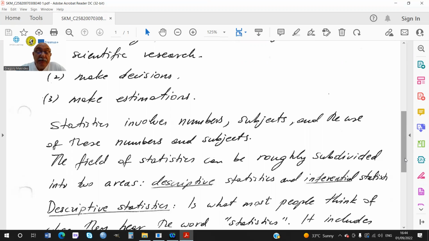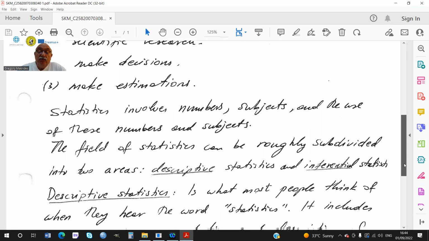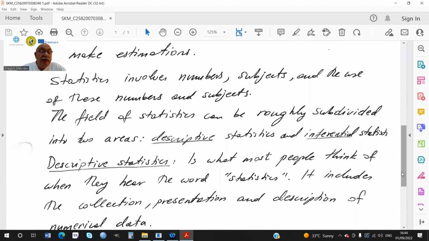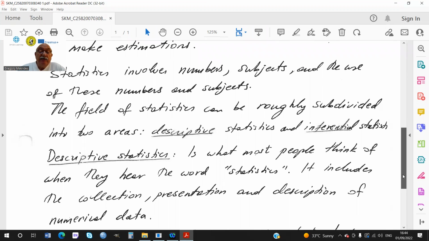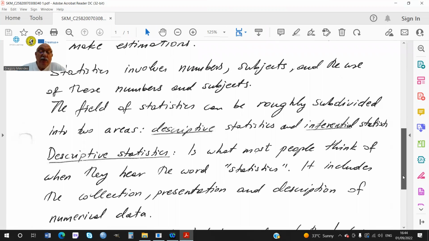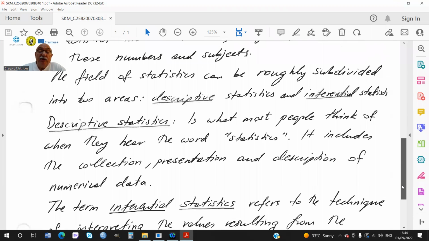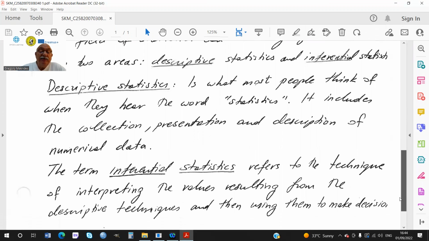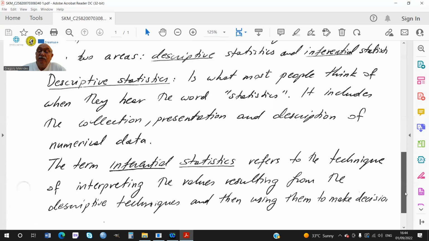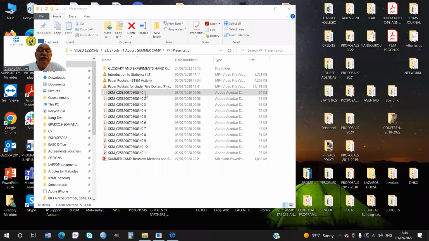The field of statistics can be roughly divided into two main areas: the descriptive and inferential. Descriptive is really what we do with the numbers and we analyze them, etc. And then, of course, inferential is to use the analysis of the numbers in order to make decisions, predictions, and so forth. So let's go to the next slide.